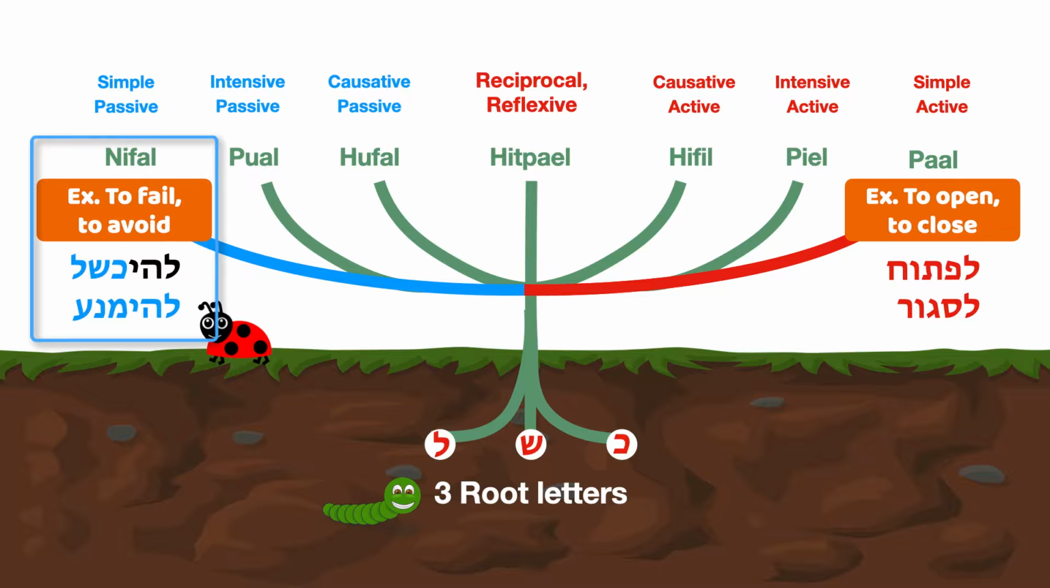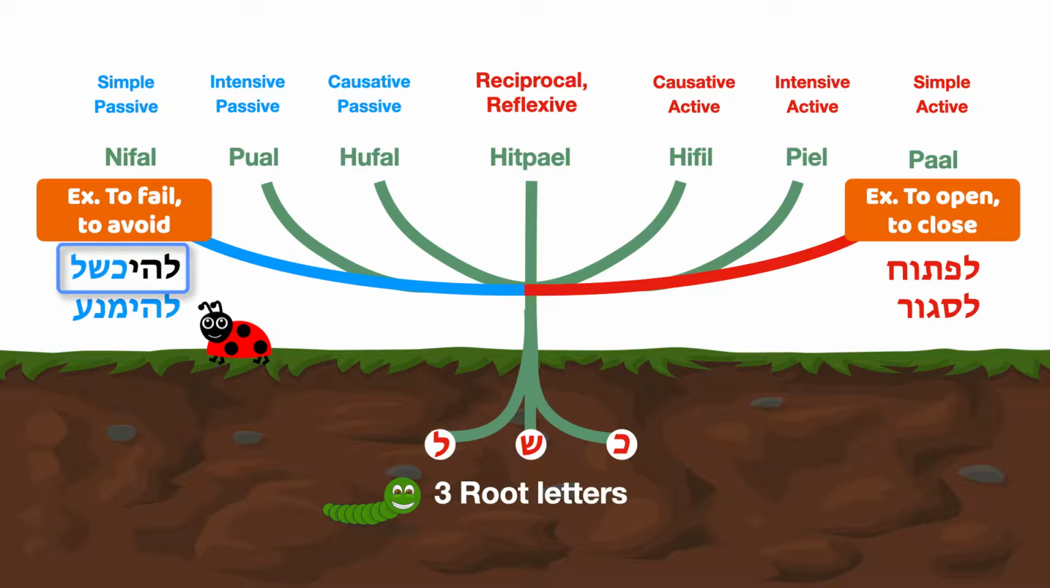Now let's look at Nephale verbs. These are the passive counterparts of Pual verbs. These are verbs that involve only one person. However, unlike Pual verbs, the action does not describe a simple effort. But rather, these are verbs often related to circumstances. Let's look at our first Nephale example.